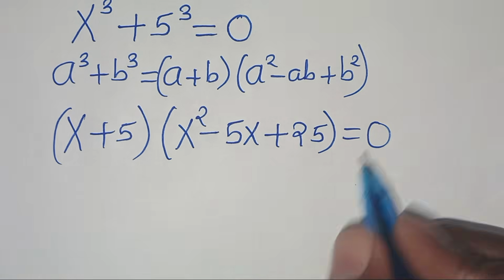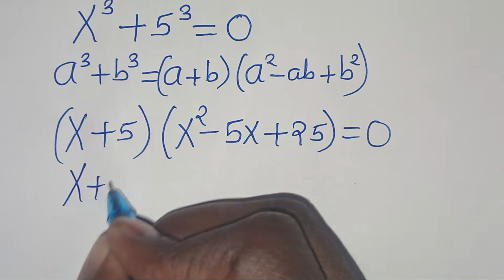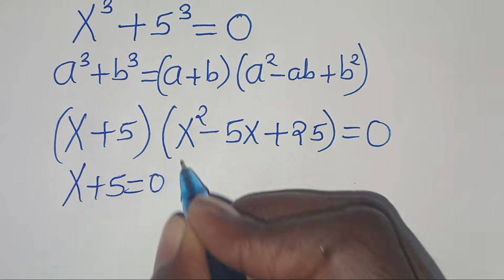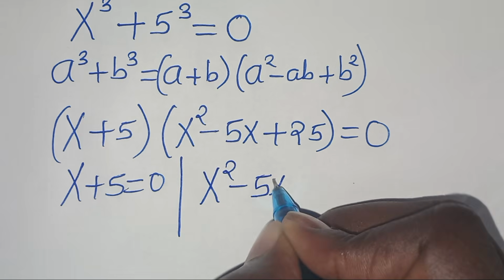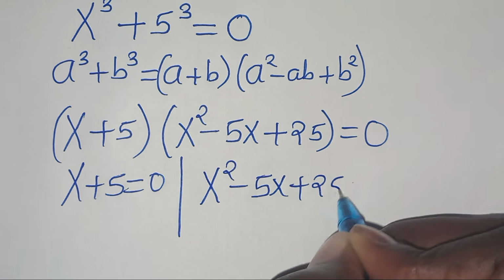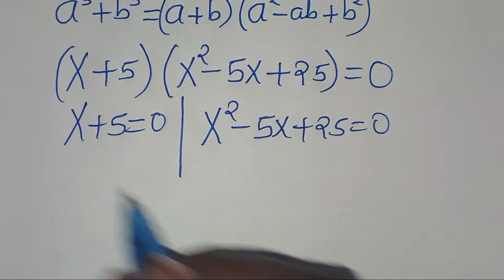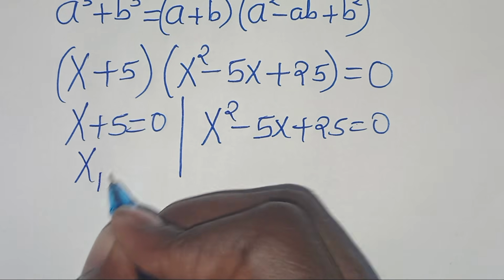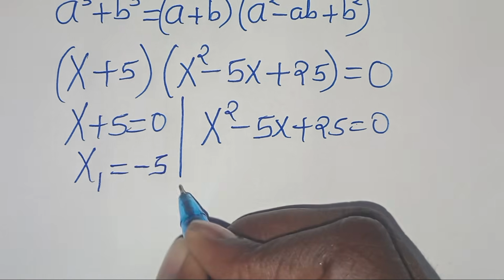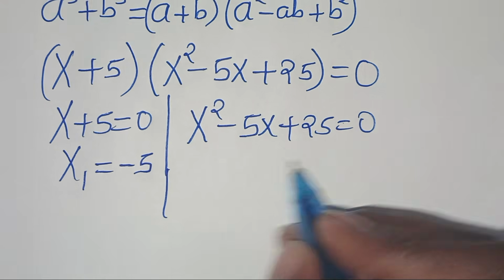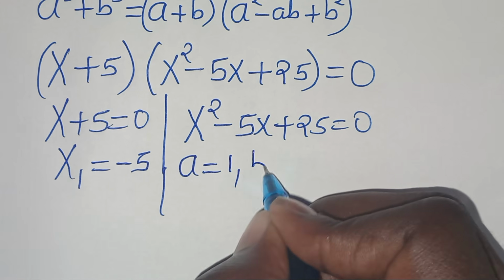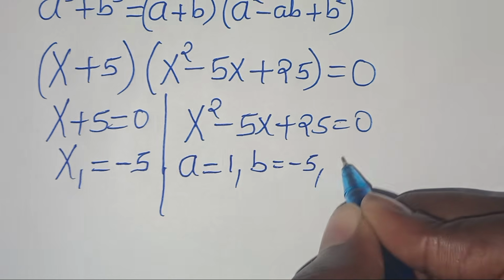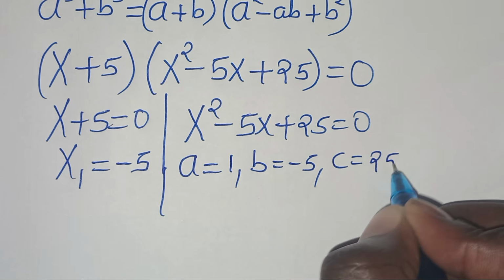So we have got two parts here: x plus 5 equal to 0, and x to the power of 2 minus 5x plus 25 equal to 0. From the first part, we have x1 is equal to negative 5. From the second part, this is a quadratic equation where a is equal to 1, b is equal to negative 5, and c is equal to 25.